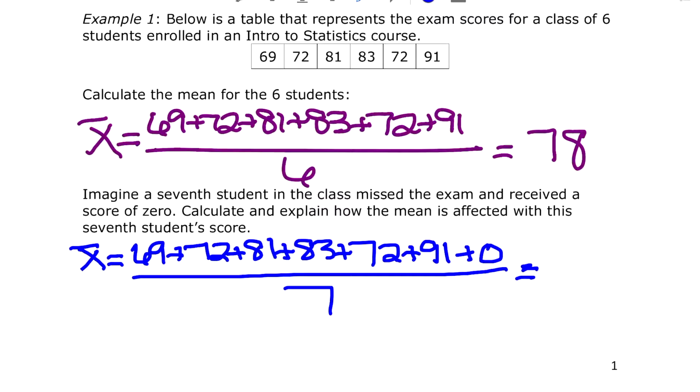And the average for these 7 students is a 66.85. Okay, let me fix that real quick. Sorry, guys. My pen is not working. There we go. 85.71.